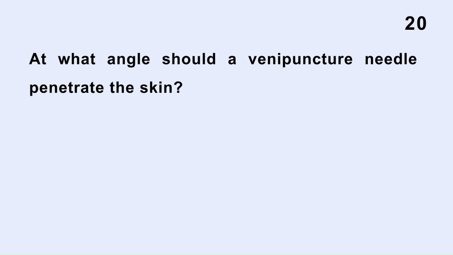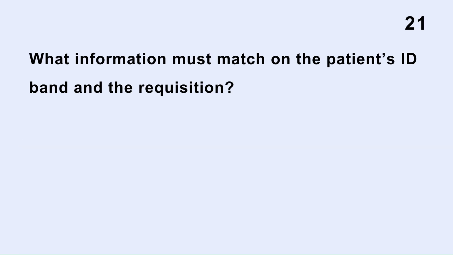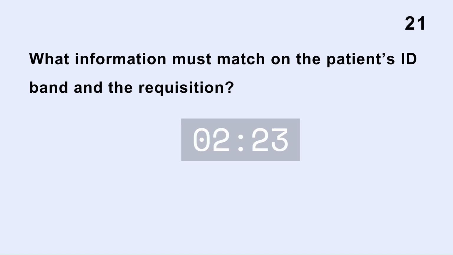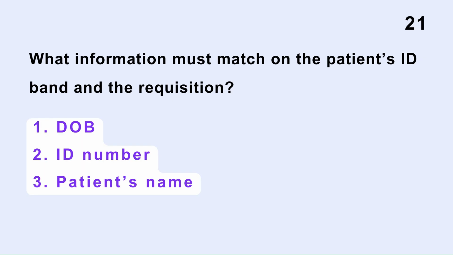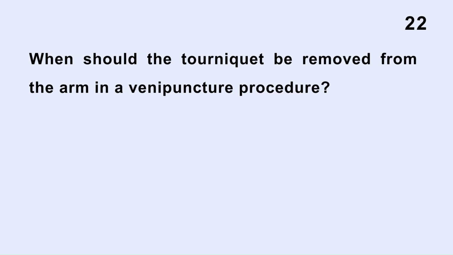Number 19. Which vein lies close to the brachial artery? Basilic. Number 20. At what angle should a venipuncture needle penetrate the skin? 15 to 30 degrees. Number 21. What information must match on the patient's ID band and the requisition? 1. DOB. 2. ID number. 3. Patient's name.